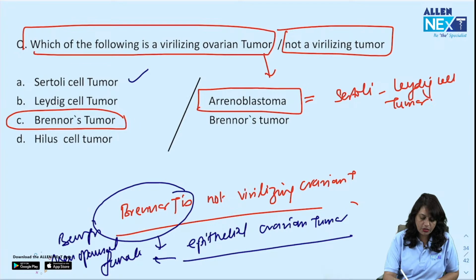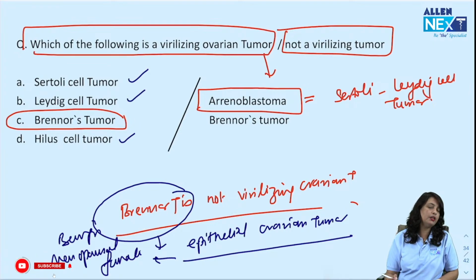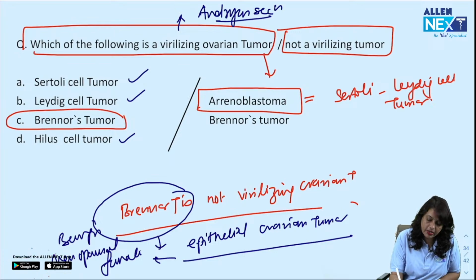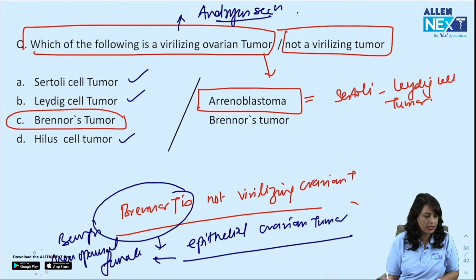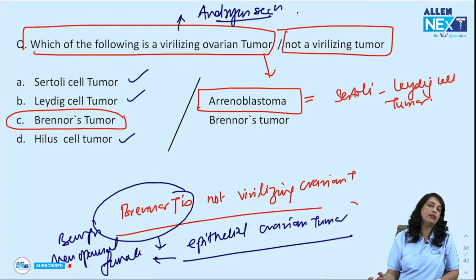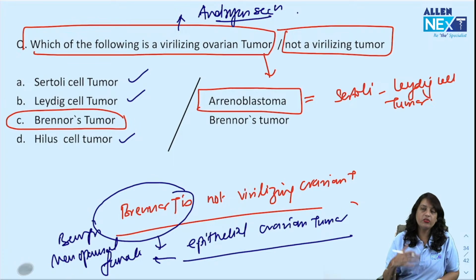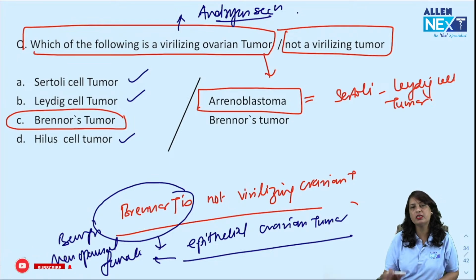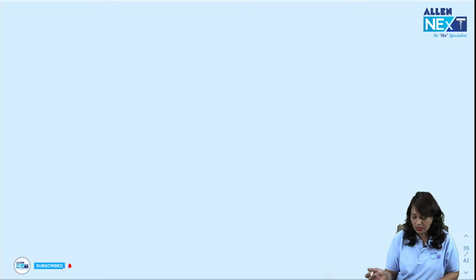Whereas Sertoli Leydig cell tumor and Hylas cell tumor are virilizing ovarian tumors. Virilizing, student, means androgen secreting ovarian tumors. So either Sertoli Leydig cell was given, or they have written arrhenoblastoma. Both are the correct answers. But Brenner's tumor is not a virilizing ovarian tumor. It is a surface epithelial ovarian tumor.